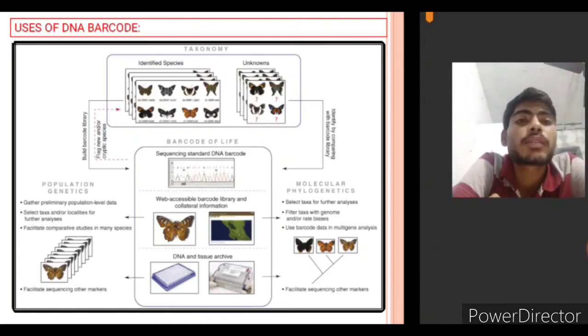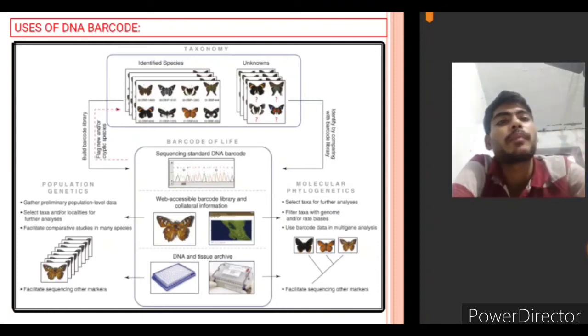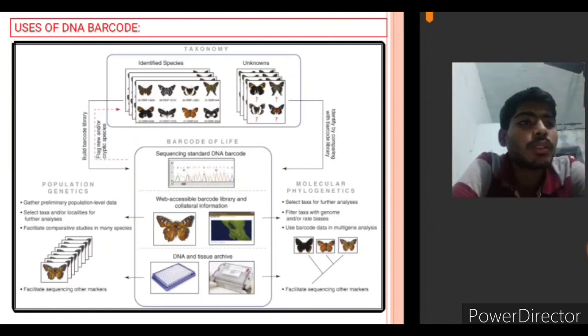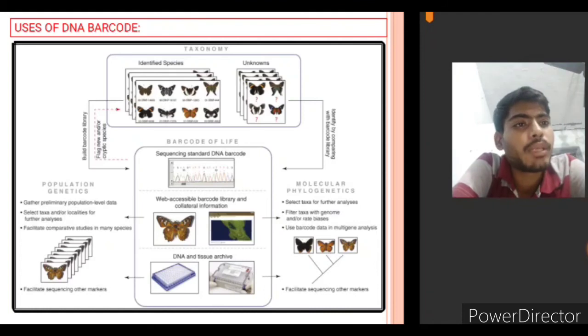Similarly, in the case of taxonomy, we already know some species, approximately less than 1.6 billion species are known, but a huge number of species remain to be identified. So an unknown species can be identified by comparing it with the known DNA barcode sequence standard. If it matches a known sequence, then it is identified as a known species. If it does not match any known DNA barcode sequence, then it is identified as a new species.